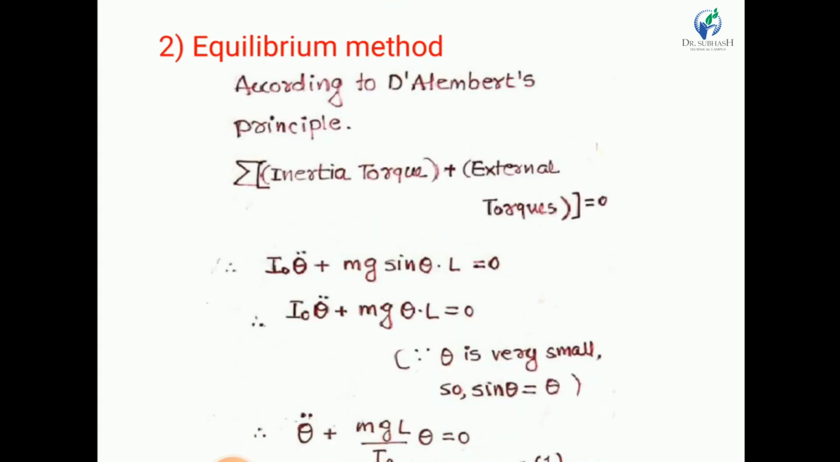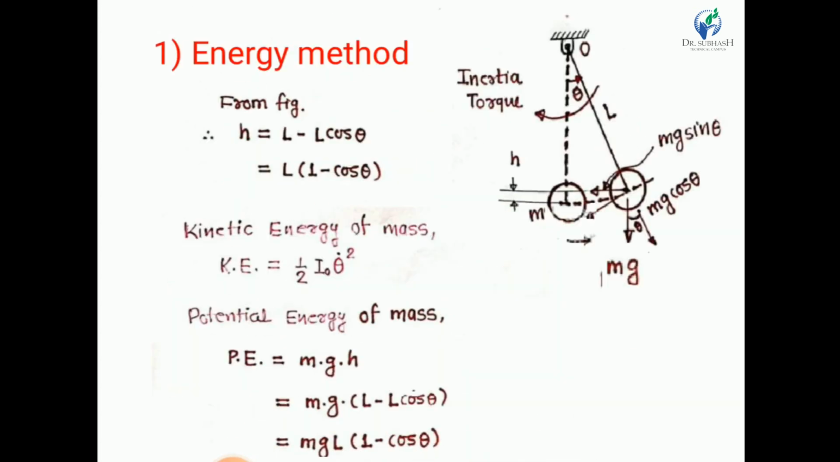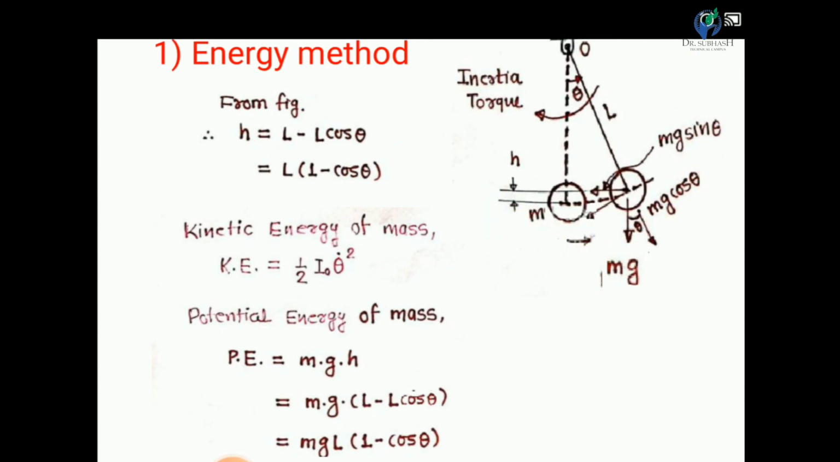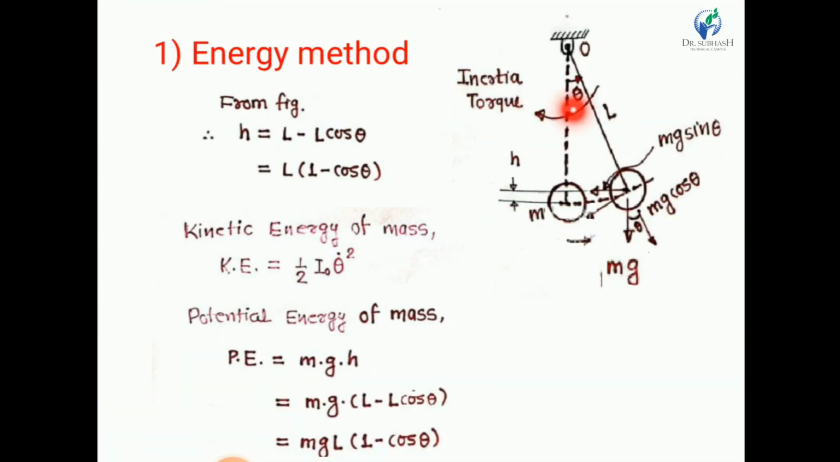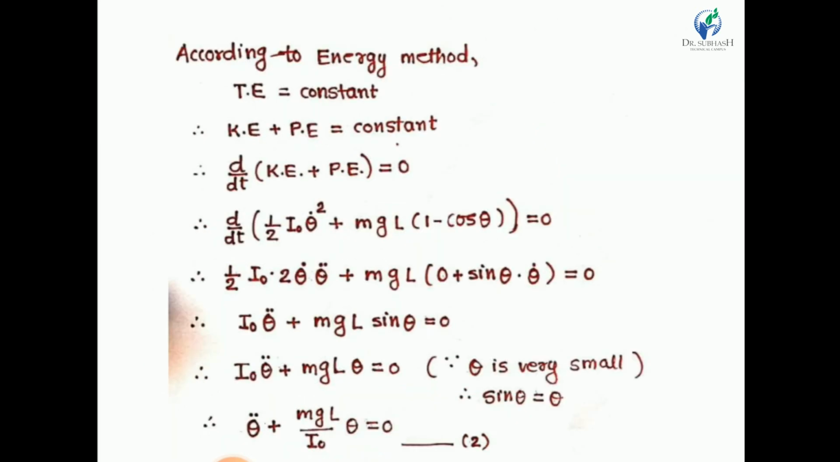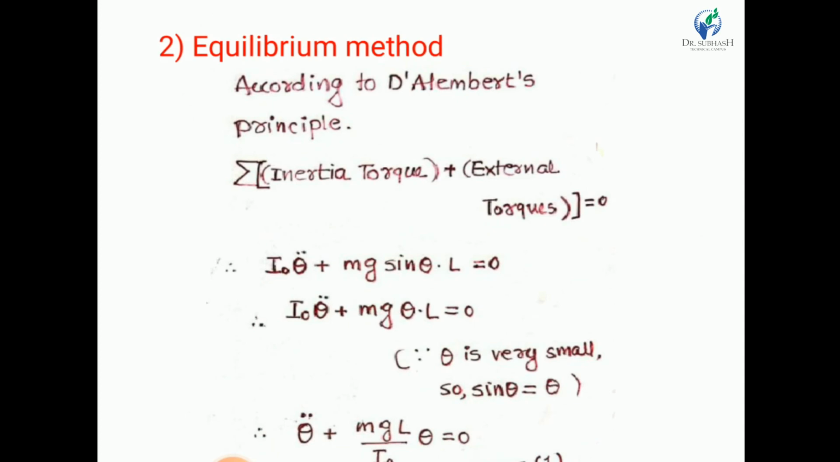Now D'Alembert principle. According to the D'Alembert principle, we know that the summation of total forces acting on the system should be 0, then our system may be in equilibrium. So we know that in our case there are two types of torques acting on a pendulum: inertia torque and resisting torque. This is a resisting torque and this is a torque because of mg. So by using this, the summation of inertia torque plus external torque is equal to 0.